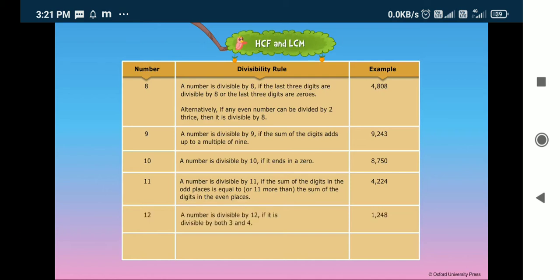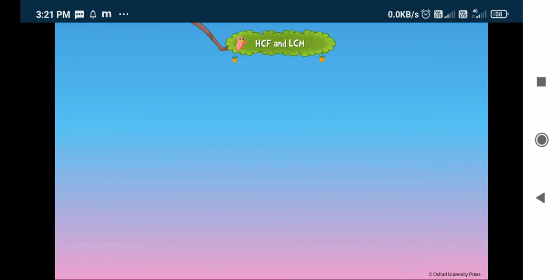Divisibility by 12. A number is divisible by 12 if it is divisible by both 3 and 4. Example, 1248. Divisibility by 15. A number is divisible by 15 if it is divisible by both 3 and 5. Example, 135. Prime and composite numbers.